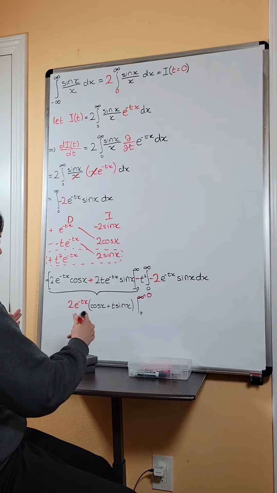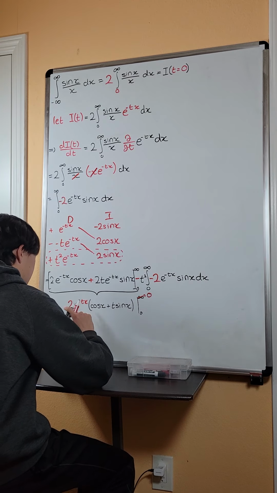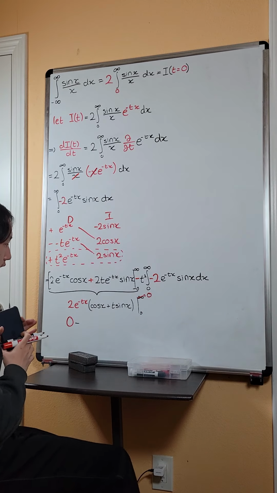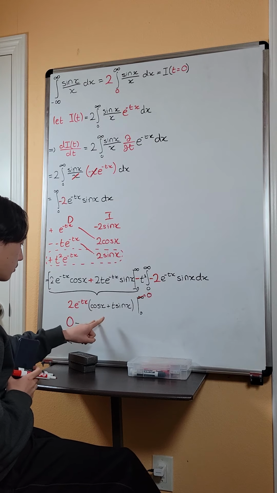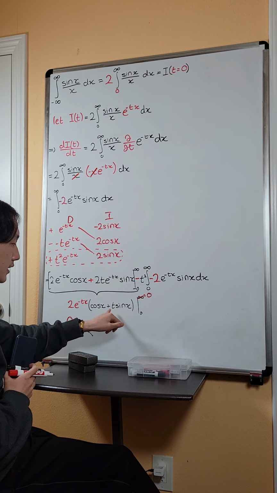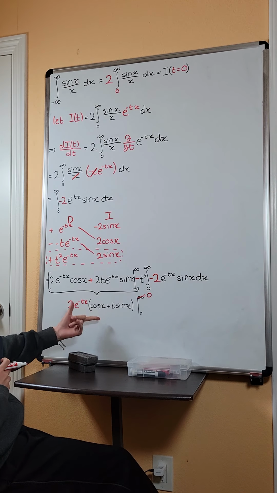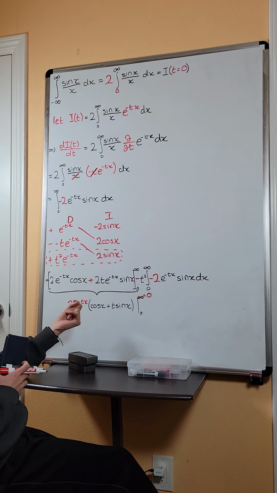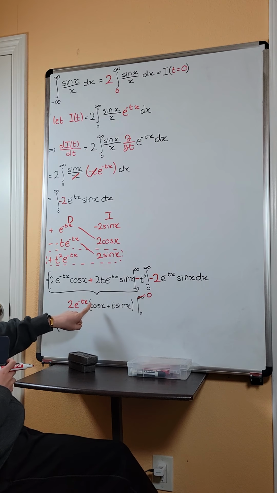All right, so this right here is equal to 0 minus, plug in the other bound. Cosine 0 is just 1, right? So there's a 1 plus. Sine 0 is 0. Anything times 0 is 0. So there's just this 1, right? And then 1 times anything is just that thing itself. So all we're really doing is plugging 0 into here.